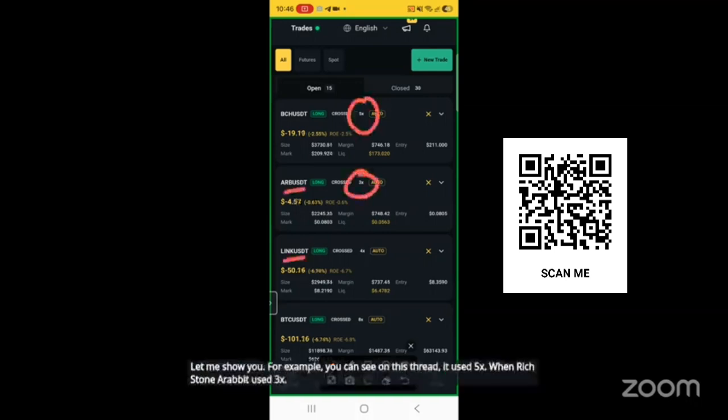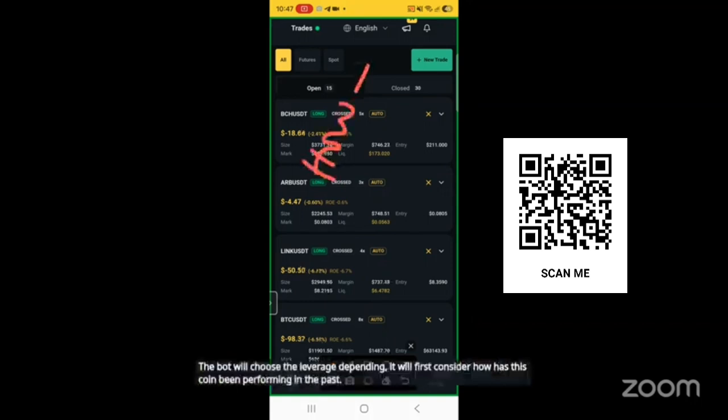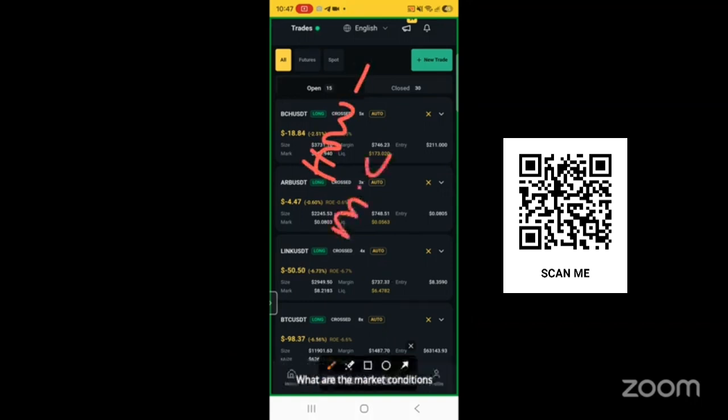When it reached on Lake, it used 4x. When it reached on BTC, it used 8x. You can see it is the bot choosing for me. You don't have to choose anything. The bot will first consider how this coin has been performing in the past, and what the market conditions are.